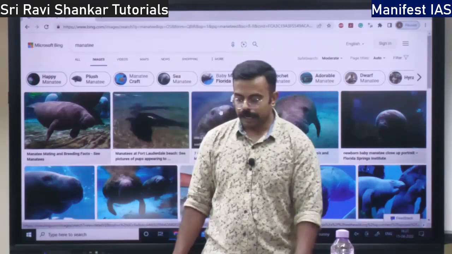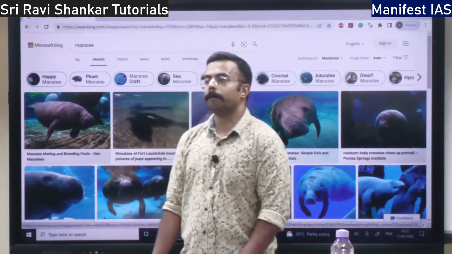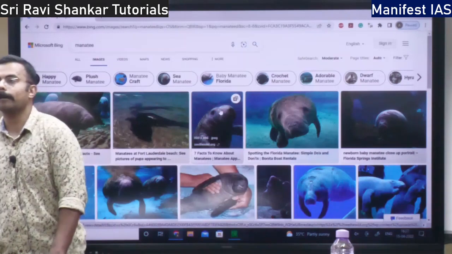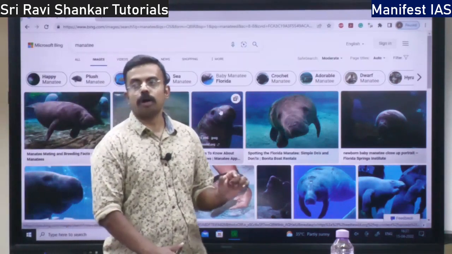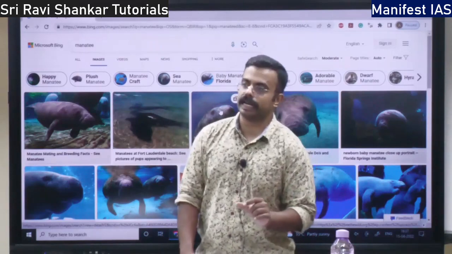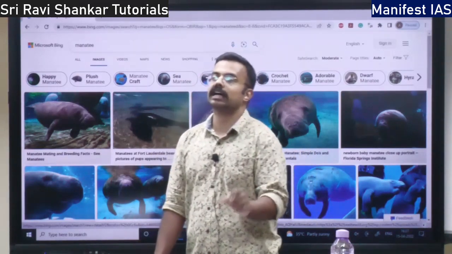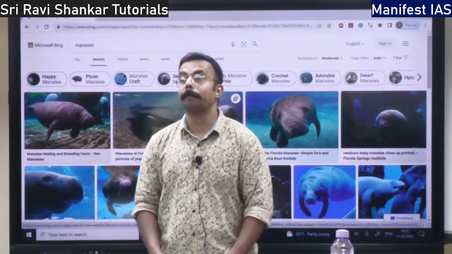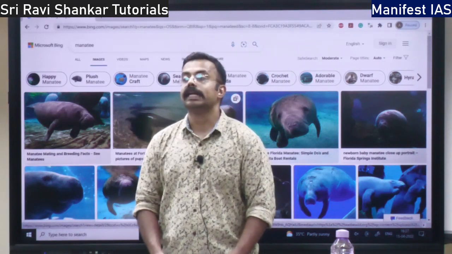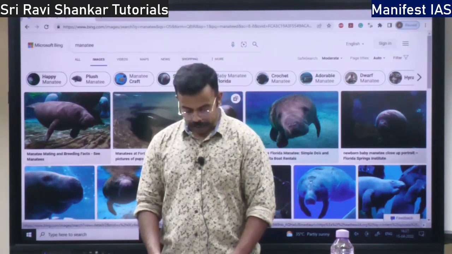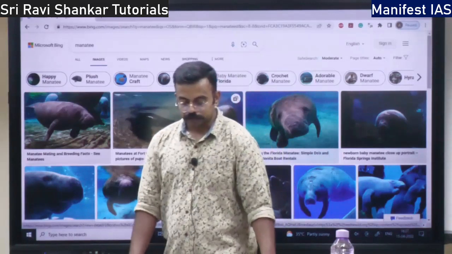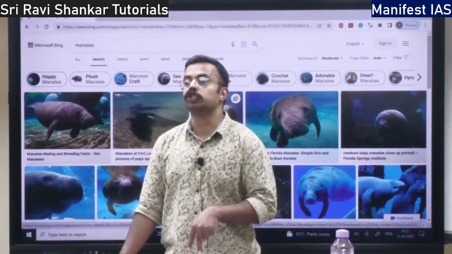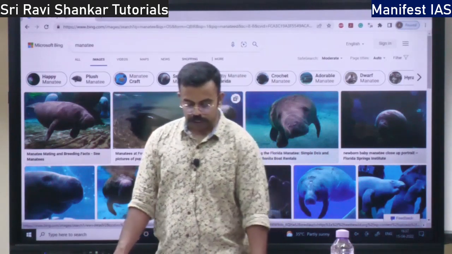So the first one is the duck-billed platypus. Duck-billed platypus you will find in the Tasmanian region. Where is Tasmania? Below Australia, a small island below Southeast Australia. Just like India has Sri Lanka, Australia has Tasmania, right? There you will find these monotremes, the duck-billed platypus. It's an egg-laying mammal, right? Then you have echidna. Echidna is also an egg-laying mammal. It has a pouch in which the egg will be there.